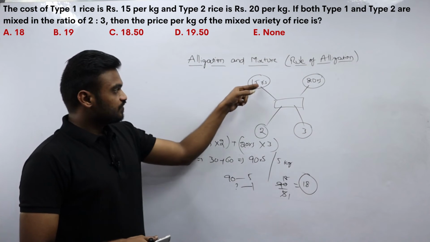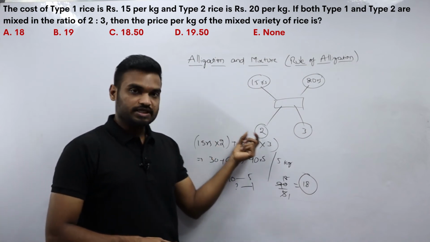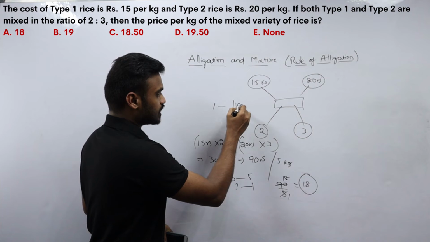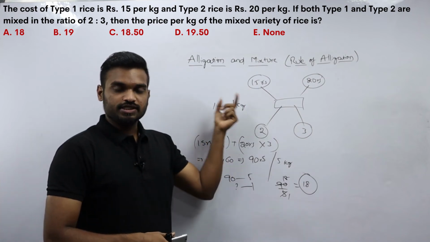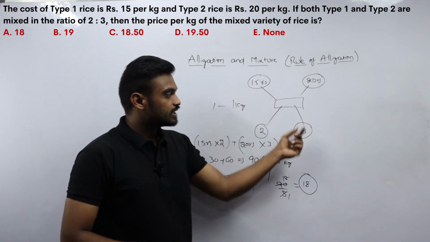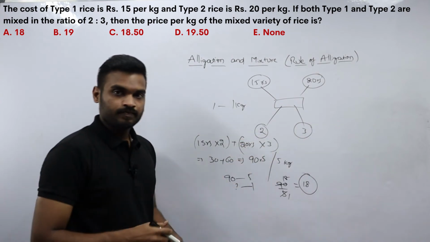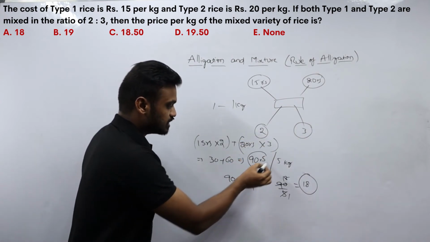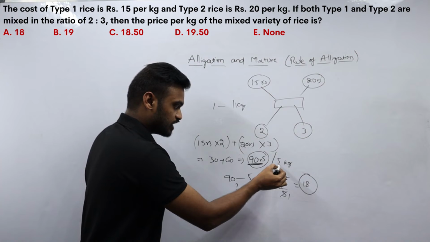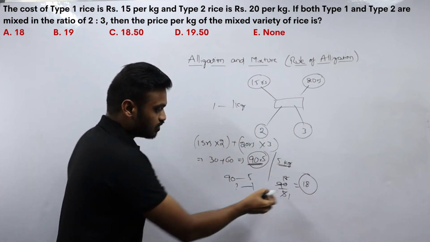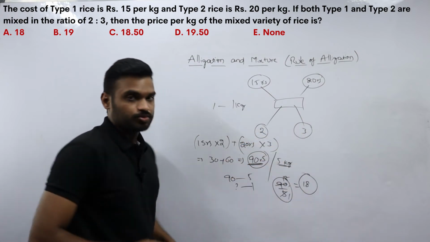Now 15 rupees rice is mixed in 2 parts, that is 2 kg. Suppose we consider 1 part equal to 1 kg. Now 15 rupees rice is mixed in 2 kgs and 20 rupees rice is mixed in 3 kgs. So there are totally 2 plus 3, that is 5 kgs. Now what is the resultant price? That is 90 rupees for 5 kg. There are 5 kgs here, 2 plus 3, 5 kgs. So for 1 kg it is 18 rupees.